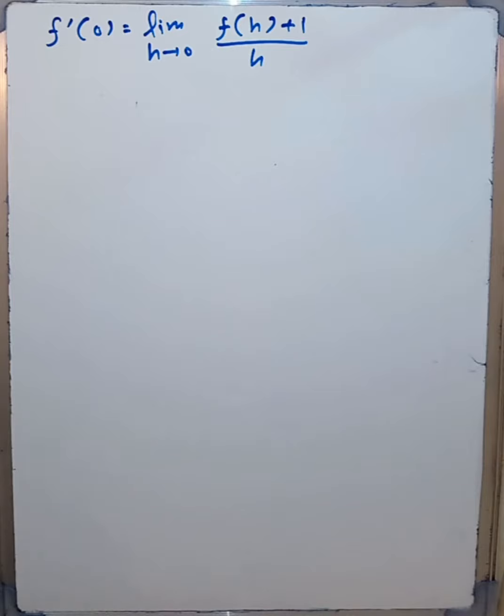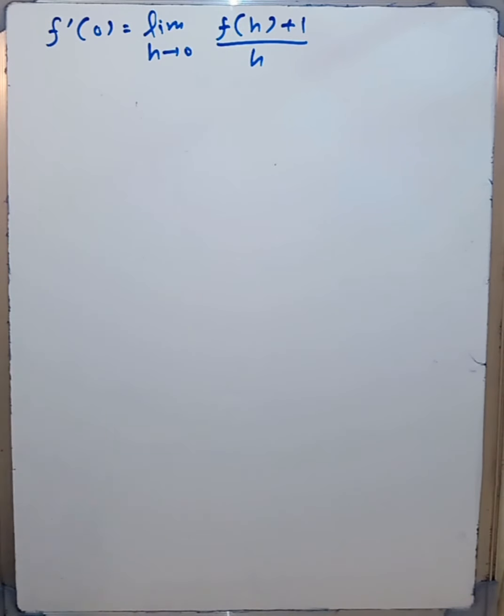To check the existence of the limit, first we will calculate the left hand limit. Then we will calculate the right hand limit. If the left hand limit is equal to the right hand limit, we will say that the limit exists and hence the function is differentiable. If the left hand limit is not equal to the right hand limit, we will say that the limit does not exist and hence the function is not differentiable.